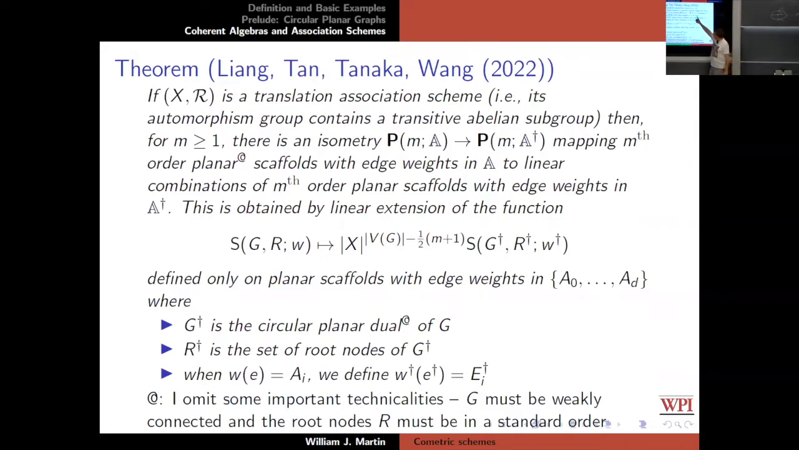There's an isometry from the vector space spanned by all planar mth order scaffolds with edge weights in that Bose-Mesner algebra to the vector space spanned by all mth order circular planar scaffolds with edge weights in the Bose-Mesner algebra of the dual scheme. The way this works is you take scaffolds whose edge weights are just among the AIs, and when you rotate an edge by 90 degrees, you replace the weight by the corresponding EI projection onto the eigenspace of the dual association scheme.